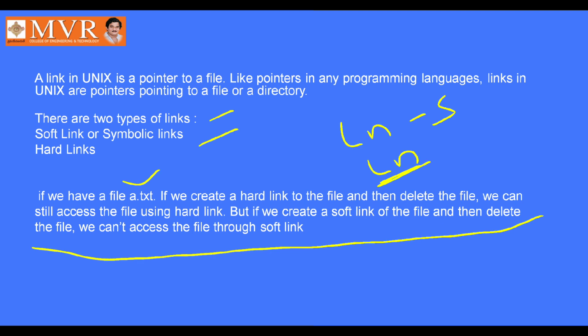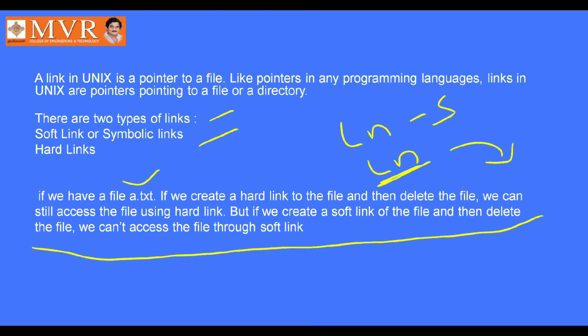So whenever you create a hard link to the file a.txt by using the ln command, even though the file is deleted, we can still access the file using the hard link, because we have another link to that file.